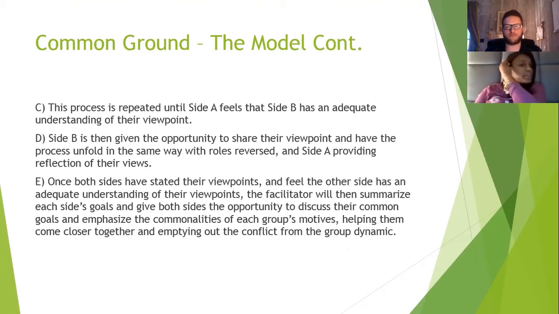The process is repeated until side A feels that side B has an adequate understanding of their viewpoint. So if there was something that side A said that side B did not repeat, or that side A thinks side B did not understand that well, then they would repeat it over and over again until side A feels that it was understood completely. Side B is given the opportunity to share their viewpoint and have the process unfold in the same way with the same rules reversed, side A providing reflection of their views.